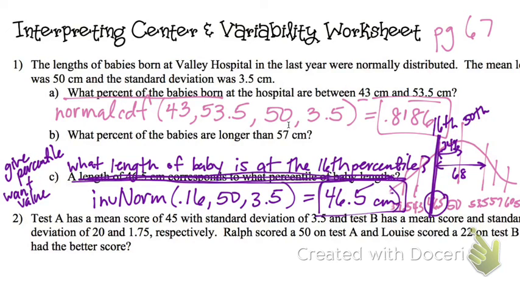So when it's asked the other way, it gives you the percentile and wants a value, you're going to use inverse norm. If it wants area under the curve, you're going to use normal CDF. Are we okay with that? Those are the only two calculator things you need to know for this kind of question. Can you explain inverse norm again? Inverse norm is when it gives you a percentile and it wants you to find a value.